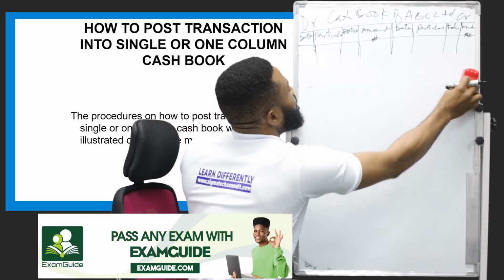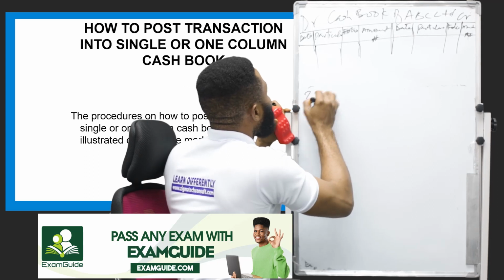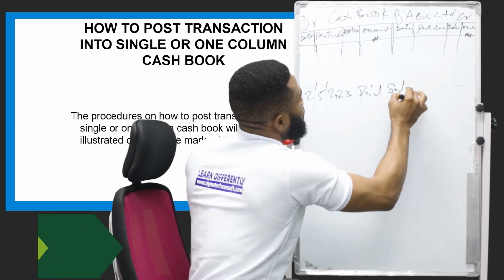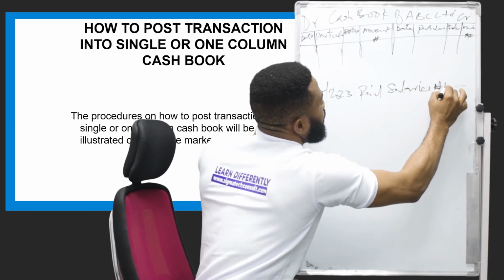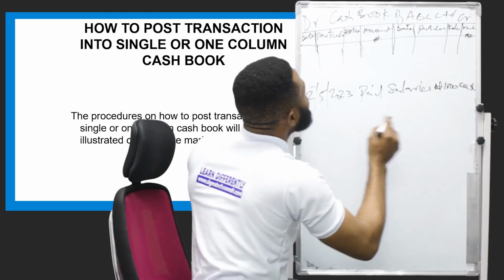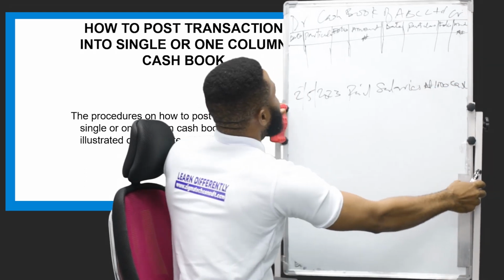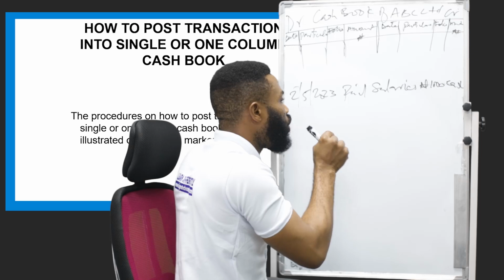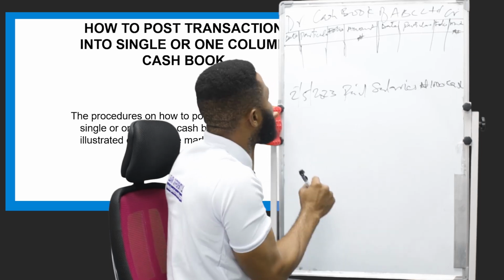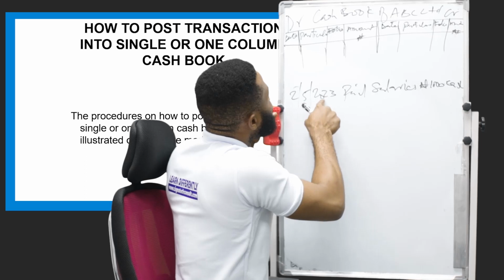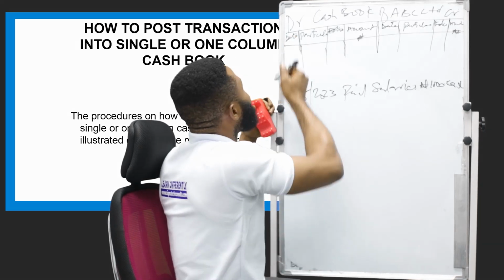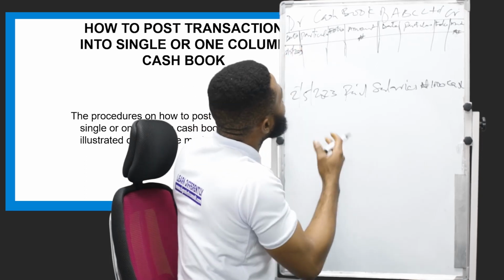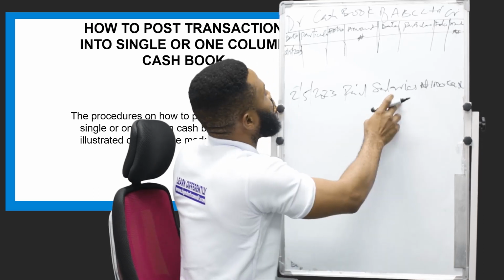Let me indicate the date. I said 2nd of May 2023, paid salaries, 1,000 naira cash. How do we post this transaction? Very simple. The first thing you should ask yourself is the date, because date is very important in accounting. Date will always point out when the transaction took place. Now, 2nd of May 2023 is the date. You come under the date column and you write the date. And then what did we pay? We pay salary.